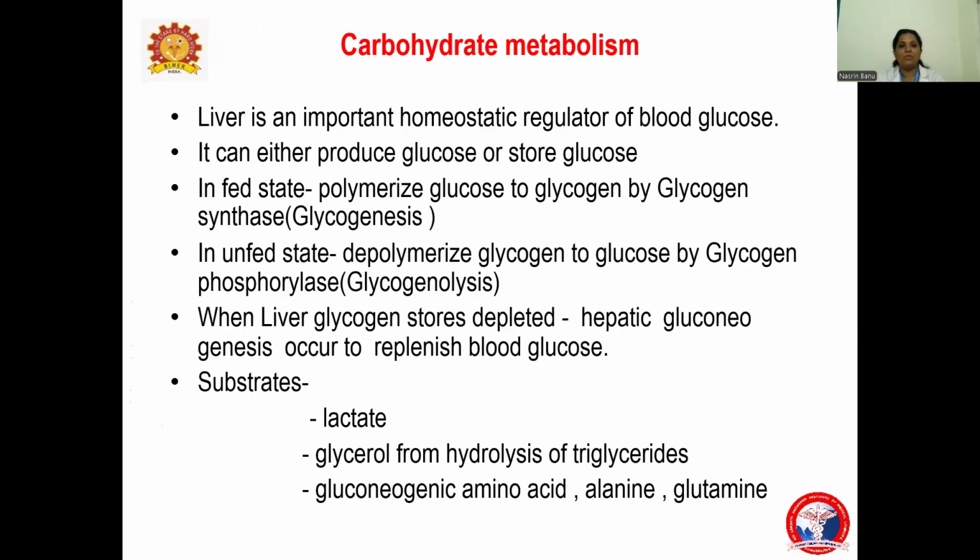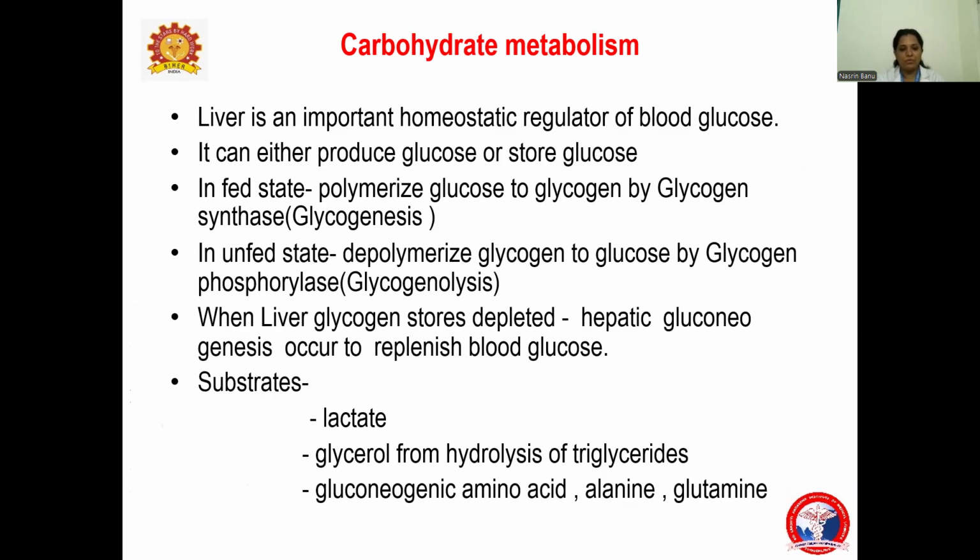Hepatic functions. One of the hepatic functions is carbohydrate metabolism. The liver is an important homeostatic regulator of blood glucose. It can either produce glucose or store glucose. In the fed state, the liver polymerizes glucose to glycogen by glycogen synthase. This process is called glycogenesis. In the unfed state, it depolymerizes the glycogen to glucose by glycogen phosphorylase, and this process is called glycogenolysis.